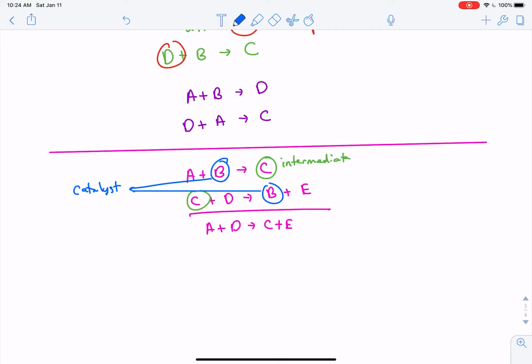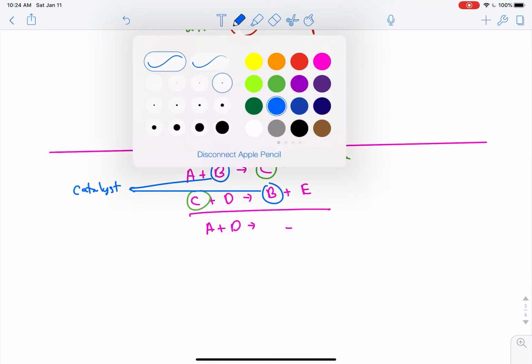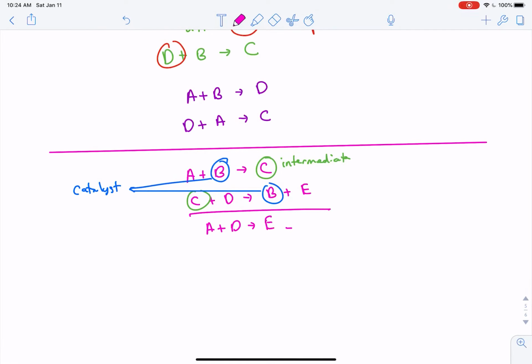Yes, Mohammed. Why do you write C in the overall equation? Oh, sorry. You're right. That's a typo. I just saw the C. Yes, there's no C. Thank you. Because the C's cancel out. So it's A plus D equals E.